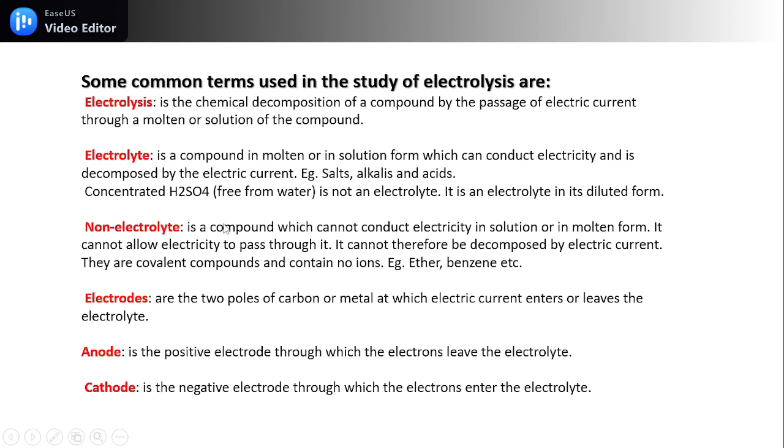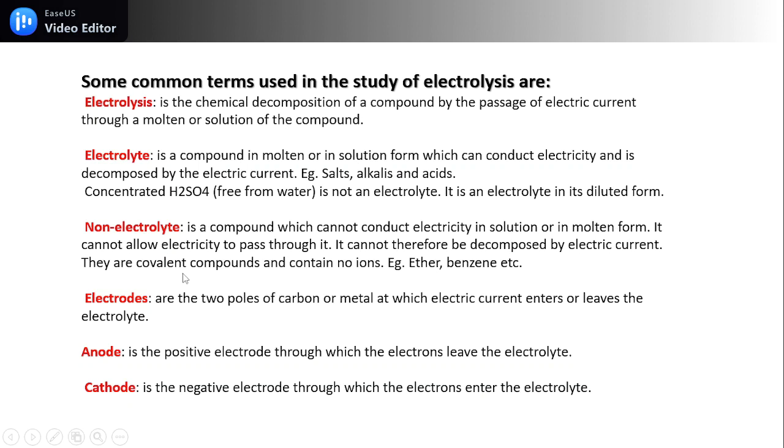A non-electrolyte is a compound which cannot conduct electricity in solution or in molten form. We should also know that electrolytes conduct electricity in molten or solution form. But non-electrolytes cannot allow electricity to pass through them. They cannot therefore be decomposed by electric current, which implies that when the electric current passes through the solution of the compound, it cannot be decomposed by the electric current.